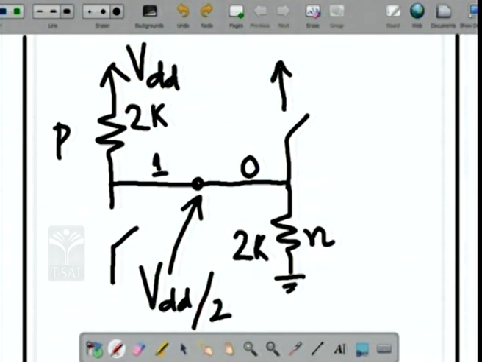Now let us say that the left hand side device which is driving a logic 1 is strong, and the right hand side device which is driving a logic 0 is weak. When that happens, a weak device typically has a higher internal resistance.